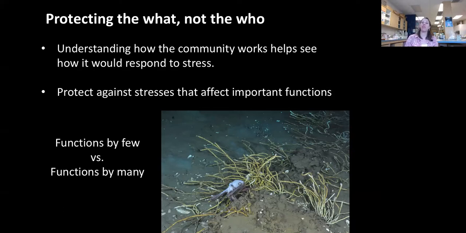And so if we can protect against certain stresses that are going to have a greater impact on, say, functions that are only possibly done by a few species, like maybe your doctors, so to speak, the doctors of the deep sea, they're not doctors. But if there are functions that are really important and only a few species do them, we want to maybe protect them a little more carefully. But yet, if there are things that can be done by many different species, we can look at that as the community being able to withstand that stress a little bit.